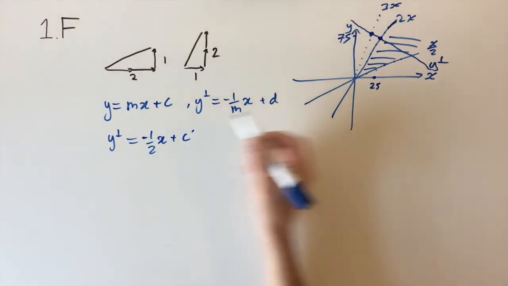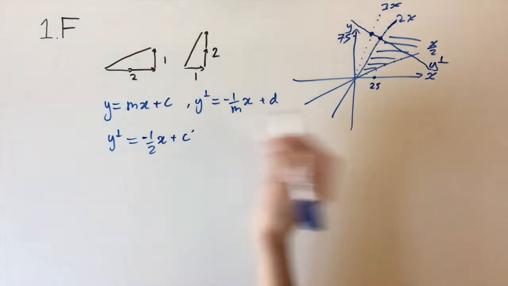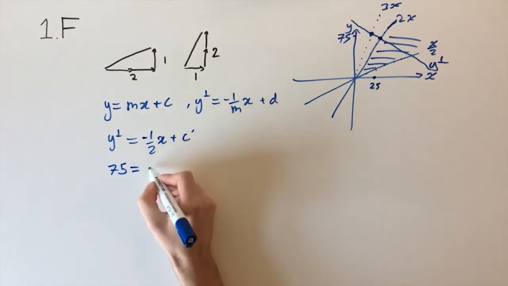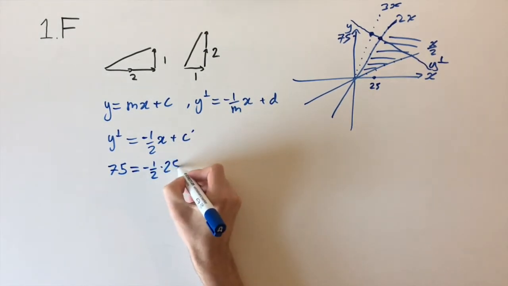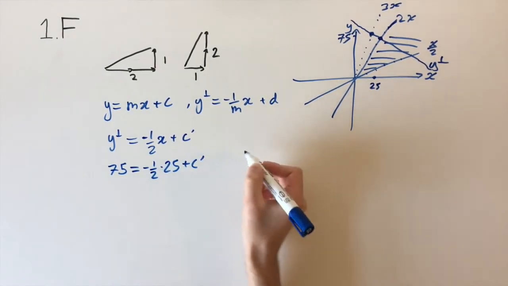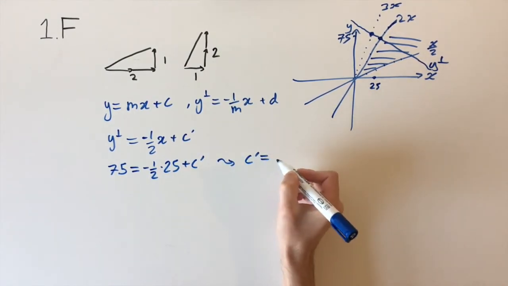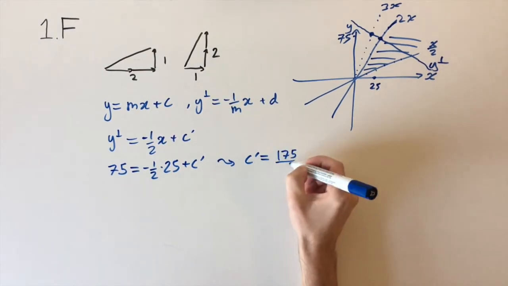And to find this constant, we just substitute in this coordinate and rearrange. So we put in 75 on the left-hand side, that's the y coordinate, and then minus a half, the x coordinate, which is 25. And we have plus c dashed. So if we rearrange and solve this equation, we get that c dashed, the constant, is 175 divided by 2.